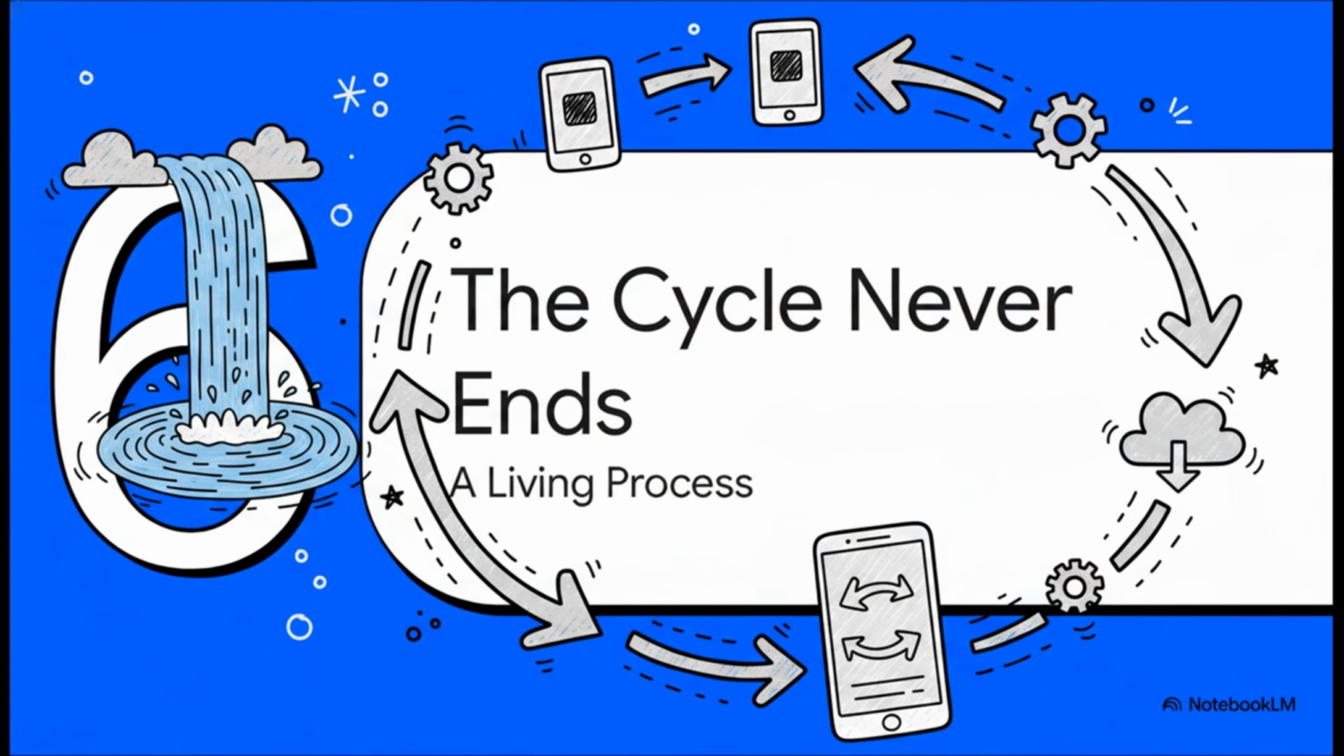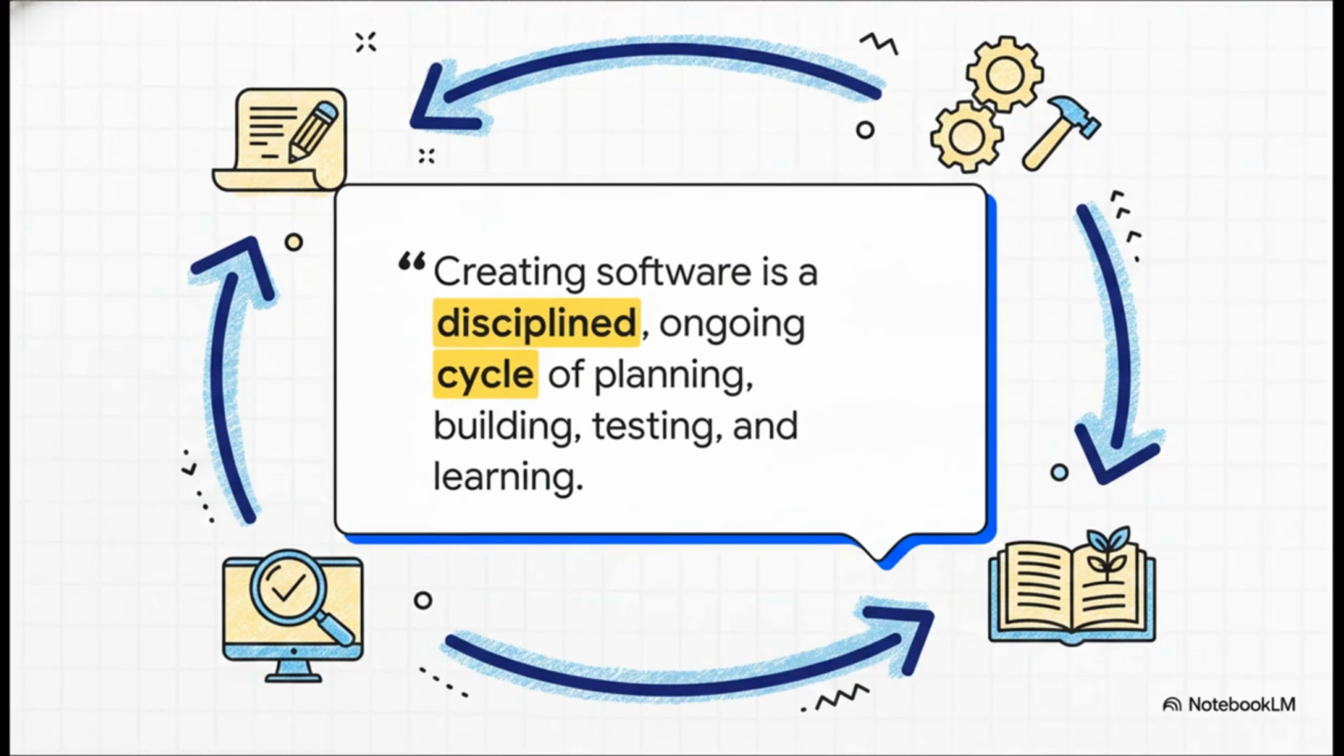And all of this brings us to one final, really important idea. Back in the day, the old Waterfall model made it seem like a project had a clear beginning, middle, and end. But for the apps on your phone today, the process is never, ever truly finished. So, if there's one thing to take away from all this, it's this. Building software isn't a one-and-done deal. It is a continuous, disciplined cycle of planning, building, testing, and learning from what you've built. It's a true engineering process that is always evolving.